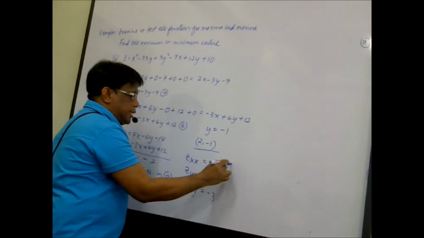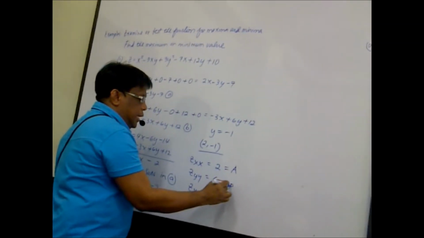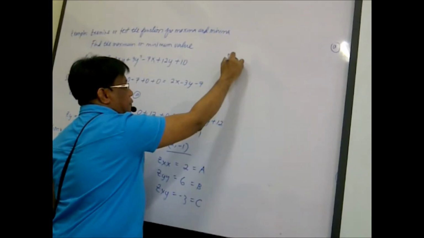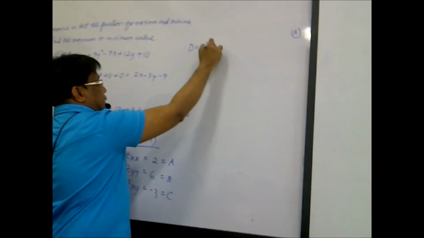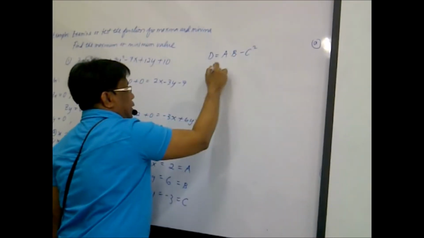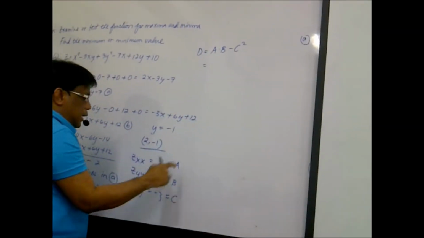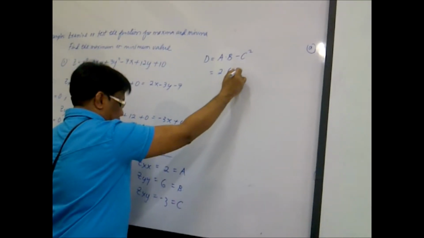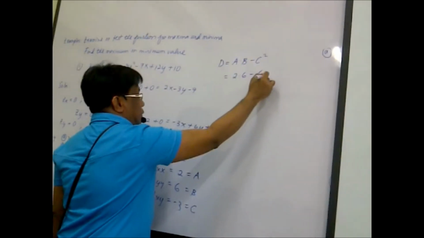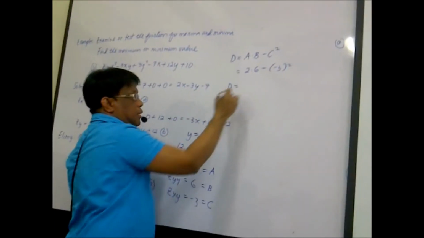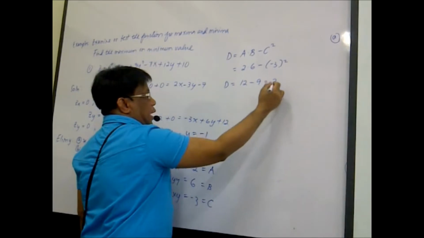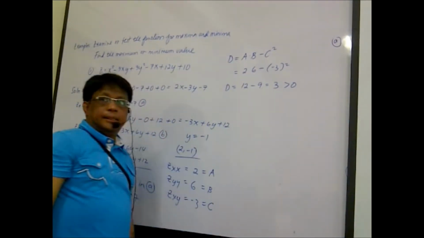So take note that this is now your A, and then B, and then C. So what is then your D? The formula for D is A times C minus B squared. So what is A? A is 2 times 6 minus negative 3 squared. So what is then the value of D? 2 times 6 is 12 minus 9, so we have 3. And 3 is greater than 0.